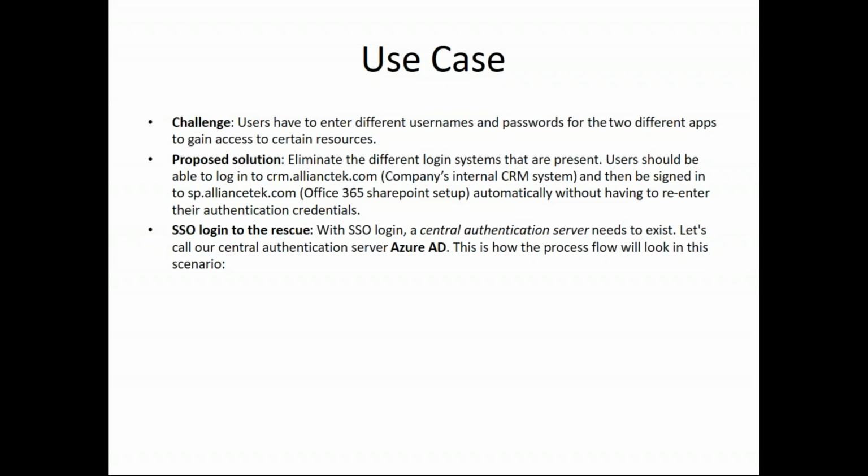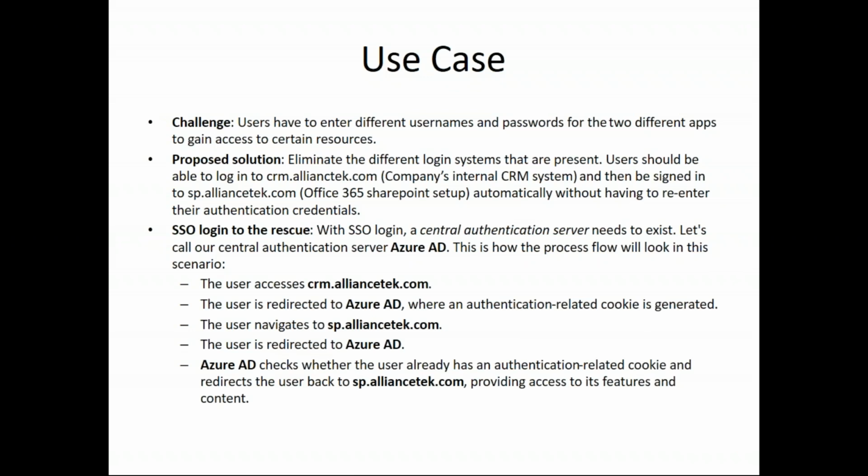So how is it done? So here SAML comes into the picture. So with SSO login, a central authentication server needs to be accessed. So in our case, let's take Azure AD as an example for central authentication server. So this is how the process flow will look in this particular scenario. So let's say, for example, the user accesses crmalansec.com, and then once they try to log in, the user is redirected to Azure AD, where an authentication related cookie is generated.